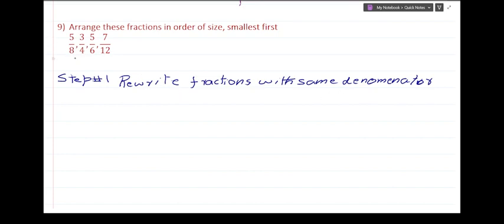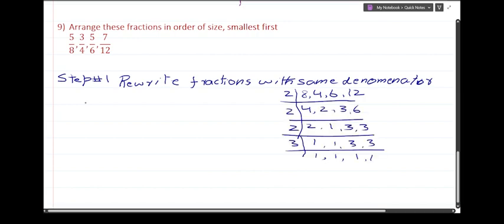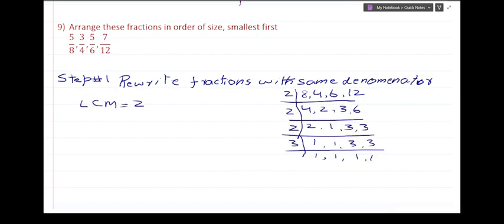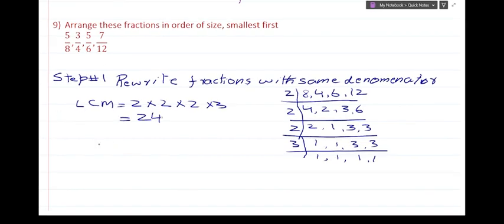In order to find the same denominator, we will have to take the LCM of 4, 6, 12. So the LCM will be 24. Now we need to make sure that all the denominators of the given fractions are 24. So let's see how we can convert the denominator of the first fraction into 24.